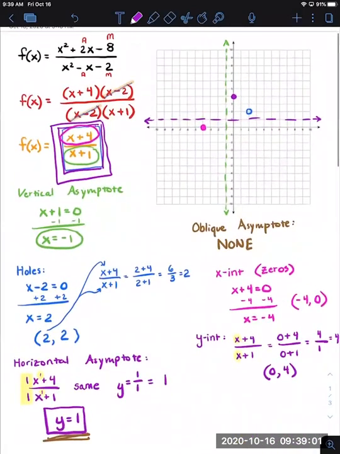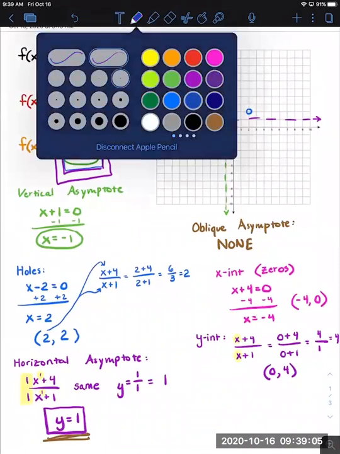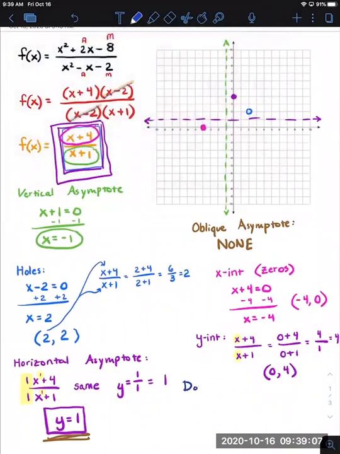Now, if you need to find the domain of your function, it is always going to be all real numbers, except x cannot be equal to the vertical asymptote, which is -1, and the x-coordinate of your hole. And our hole, the x-coordinate is 2.